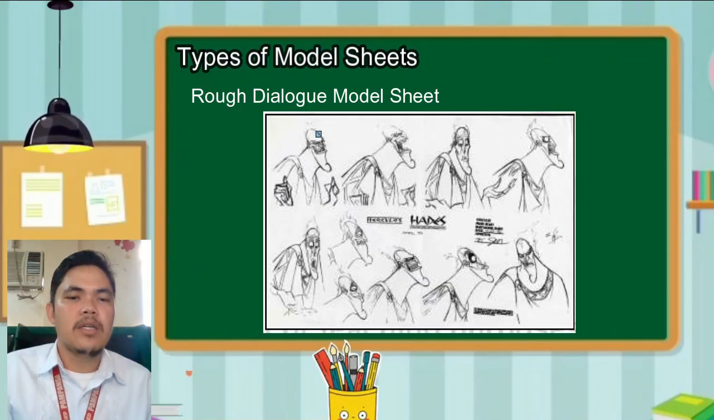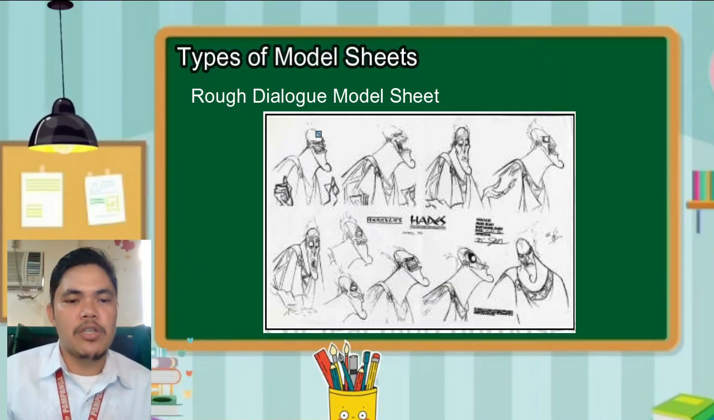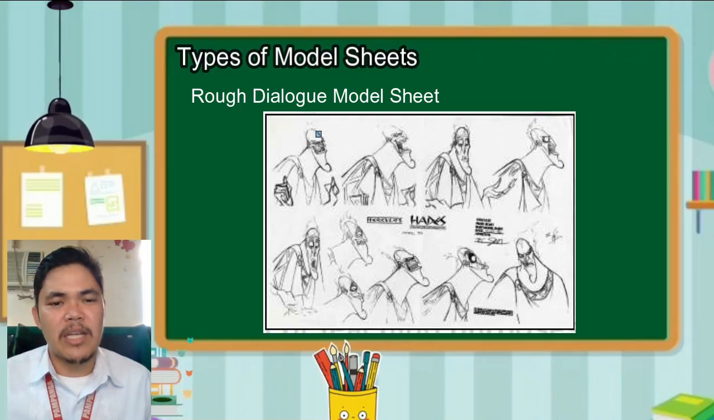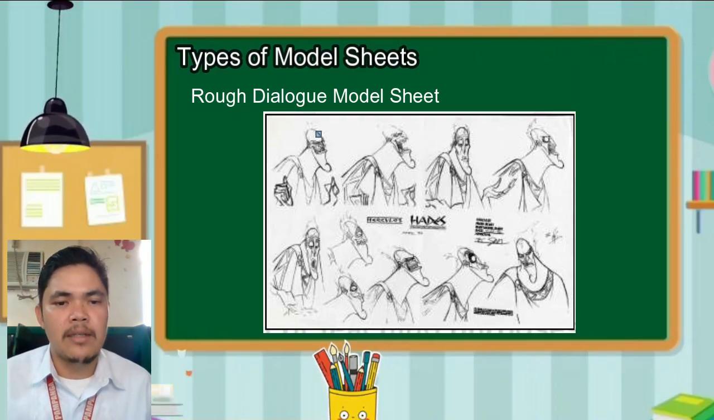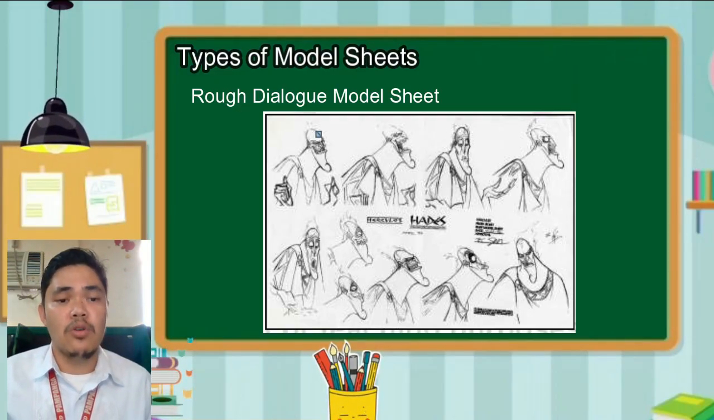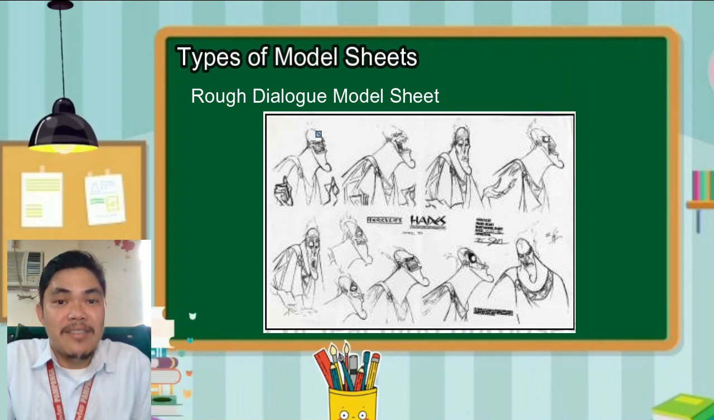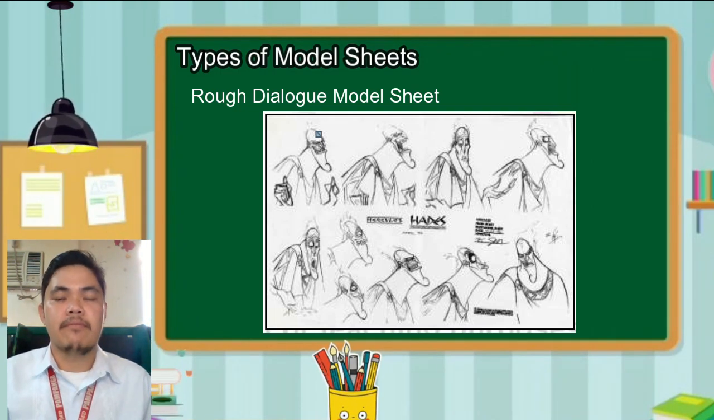But normally, yung tinatawag natin na rough dialogue model sheet, it shows the head, okay? So normally kasama din dito yung tinatawag natin pwera sa mukha niya, sa bibig niya. It also shows the hand movement and normally the shoulder movement.